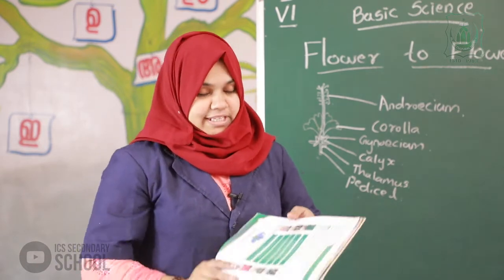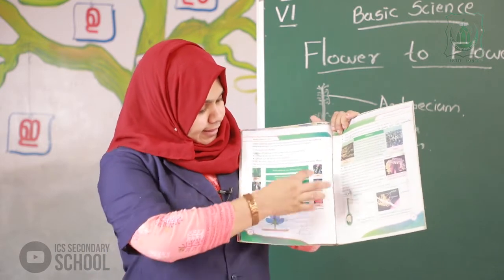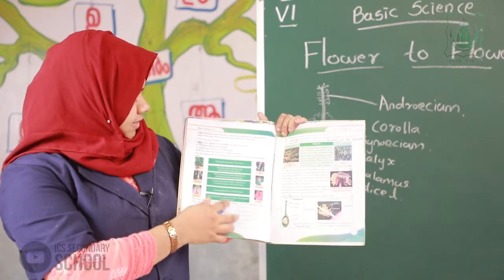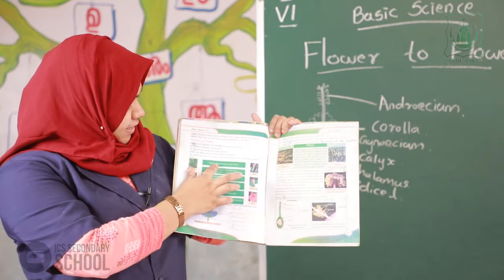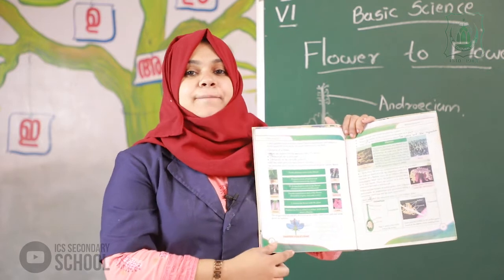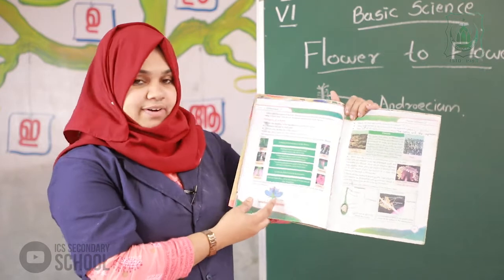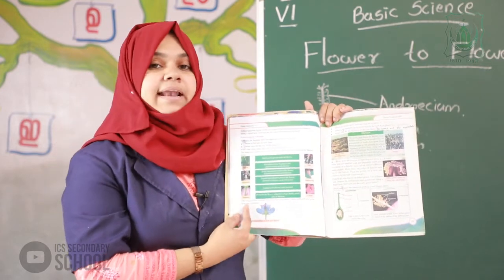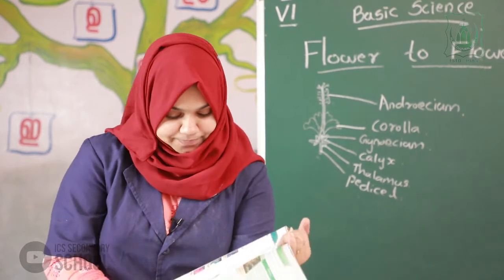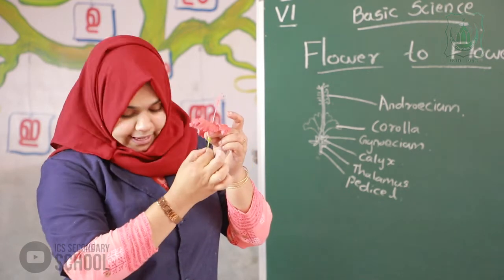On page 32 we can see a box with the parts of some flowers and their functions. First function: holds different parts of the flower. Which one helps to hold different parts of the flower? We know that it is the thalamus. This is the thalamus.